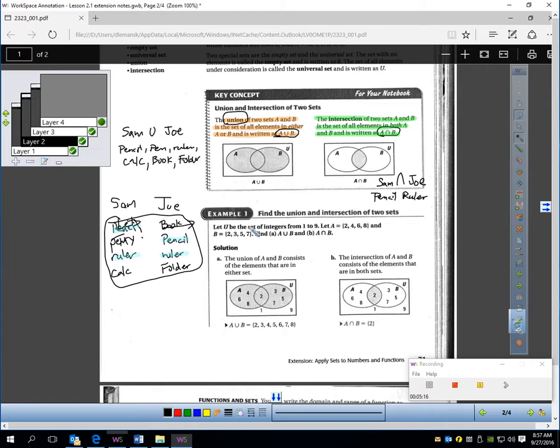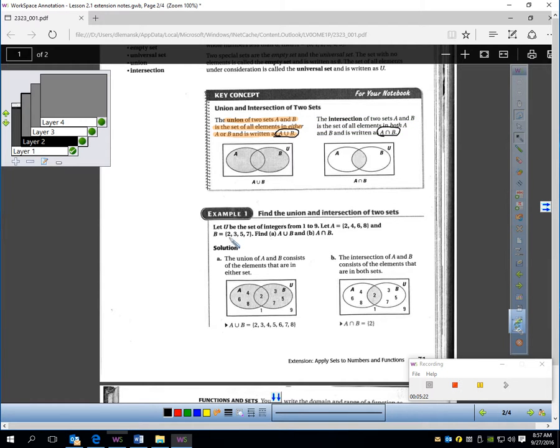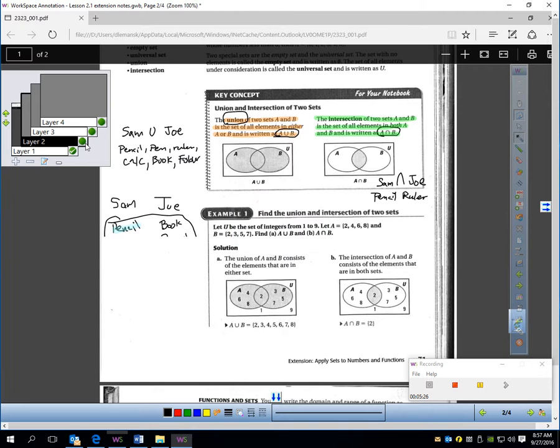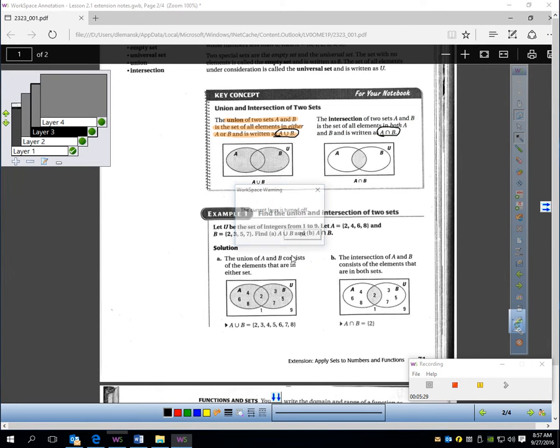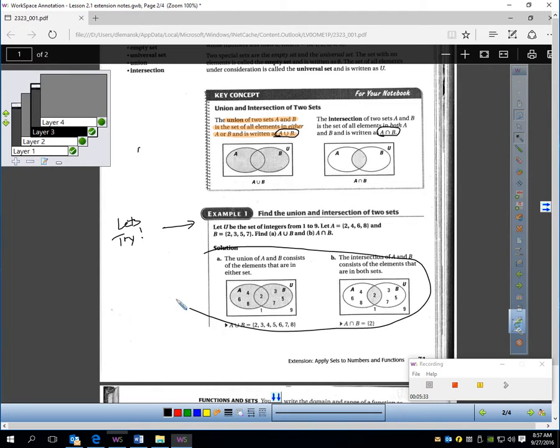Let's try one together. Let me get these layers off. I tell you what, we're going to try this together. Take your book or a sheet of paper, and let's cover this up so you're not looking at the answers. And let's do this problem together.